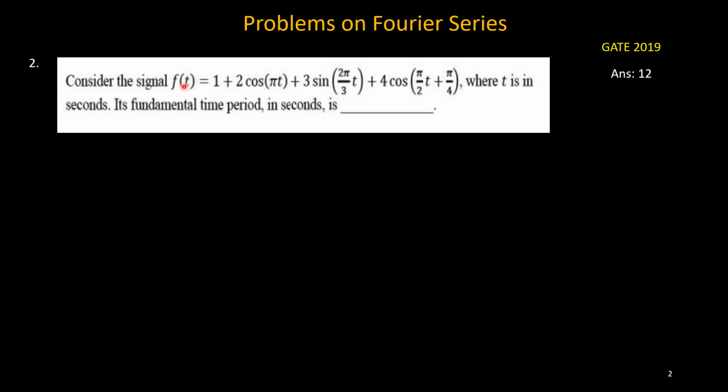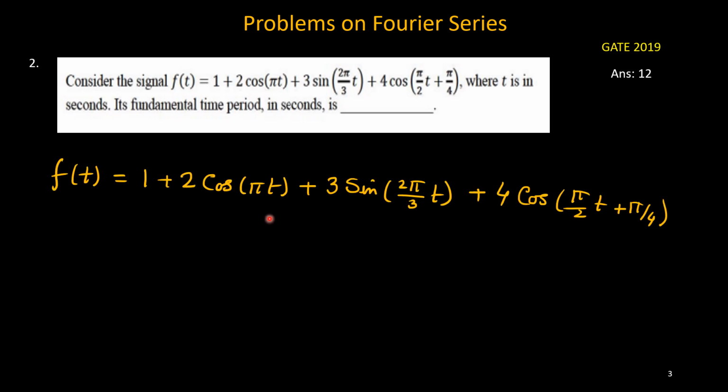The signal f(t) is 1 + 2cos(πt) + 3sin(2πt/3) + 4cos(2πt/2 + π/4). The signal is given and we need to find its fundamental time period in seconds. This problem is taken from the GATE 2019 paper. Now we'll try to solve this problem.